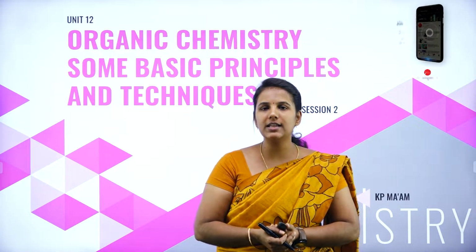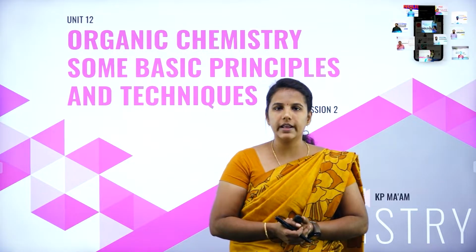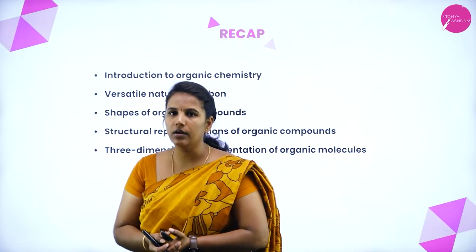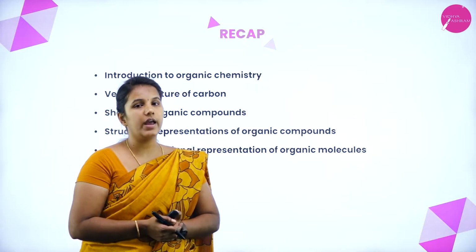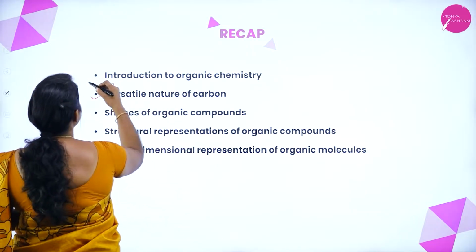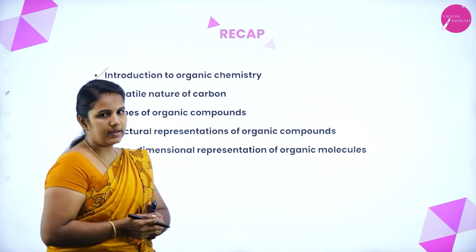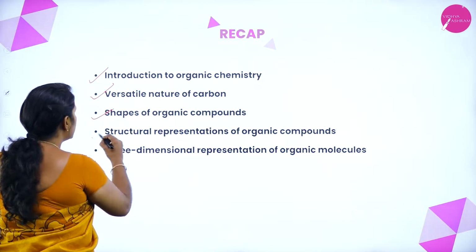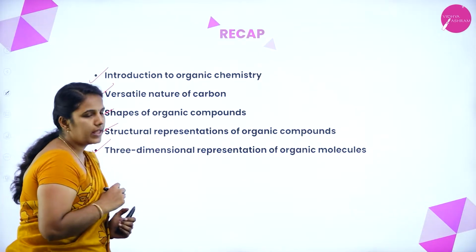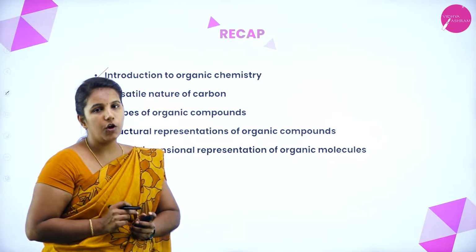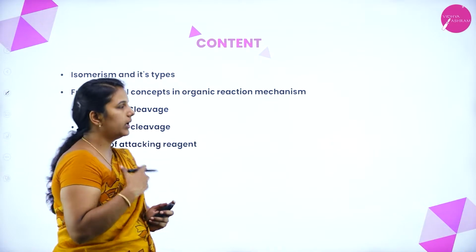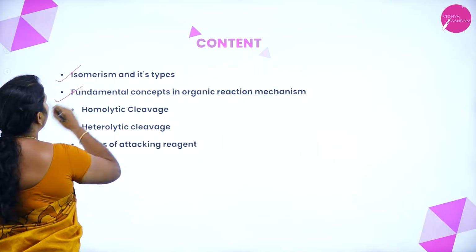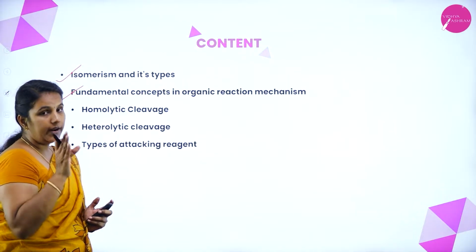My dear students, in our last discussion, we were dealing with the unit called Organic Chemistry, some basic principles and techniques. In this unit, we have learned the introductory part of the chemistry, and also how carbon is different from the rest of the elements by understanding its versatile nature. We also learned the shapes of organic compounds, structural representation, as well as three-dimensional representation of organic compounds. Today, let us go to the next topic of this unit by understanding isomerism and its types, and fundamental concepts in organic chemistry, reaction mechanism.